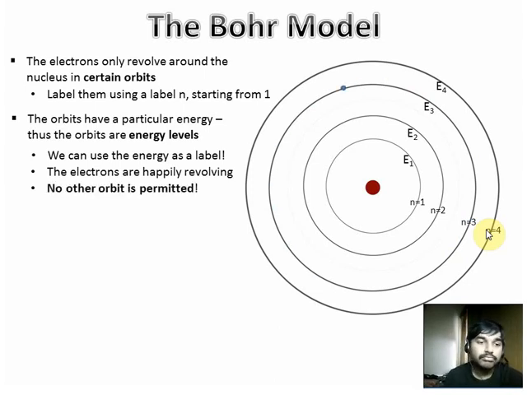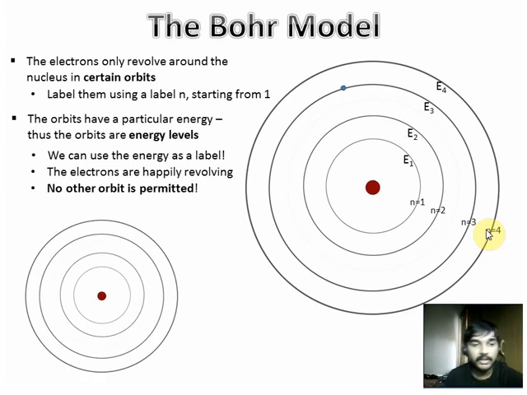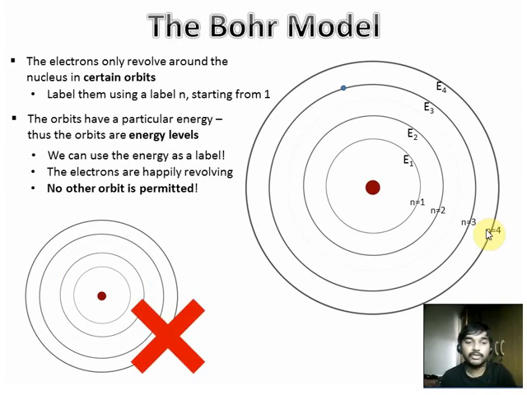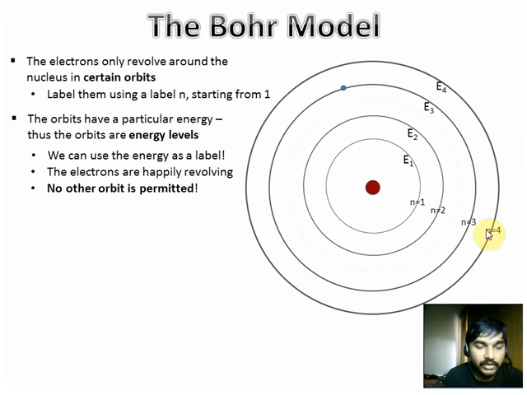But say you want something else. You don't like these orbits, you want something else. These are the orbits that I was talking about, n equals 1 to 4, and you want the electron to be in the middle. Well, the Bohr model tells you that you cannot. There are no orbits which are permitted, so this is not possible. The electron cannot be in an orbit anywhere in between two orbits. So it can be in n1 or n2 or n3. It cannot be in 2.5. So this is gone.